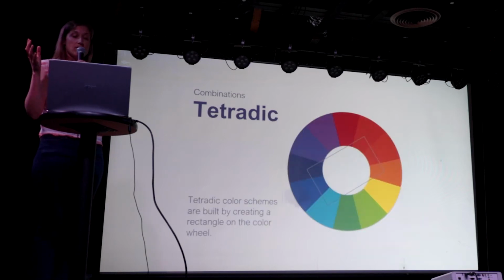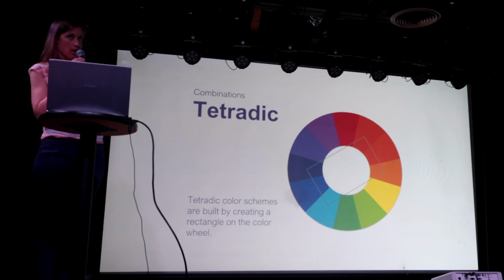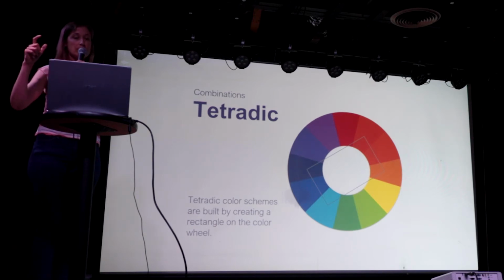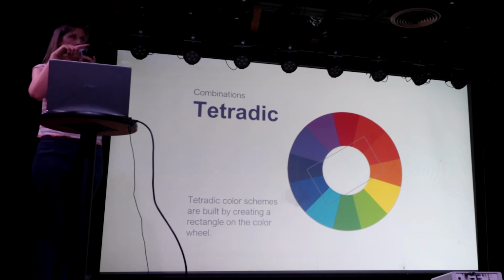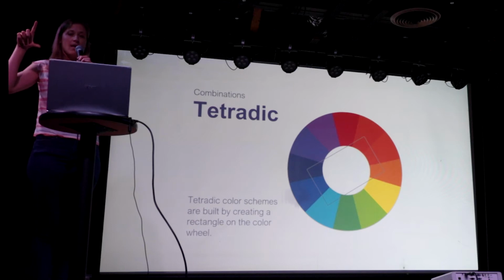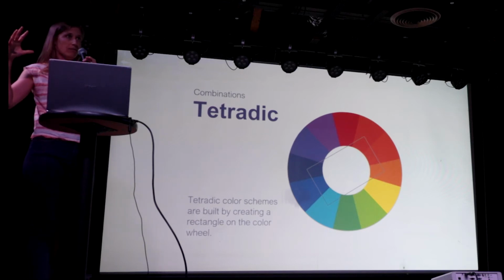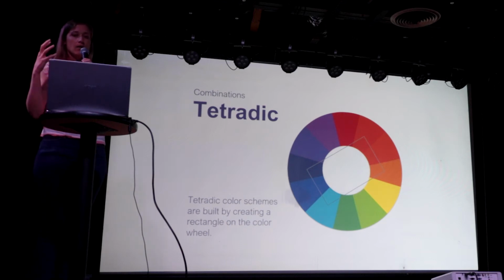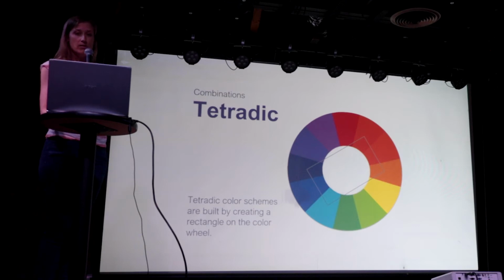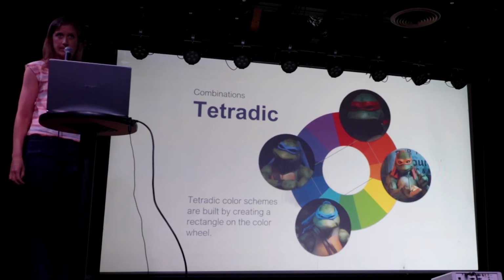The next kind we have is called a tetradic color combination, and it's similar to a split complementary pairing where you take two colors across from each other and go up a tick or down a tick, but you do that with both pairs. It gives you a nice set of four very high contrast colors, but it's softened just a little bit so they're not very intense, and it also gives you the turtles.